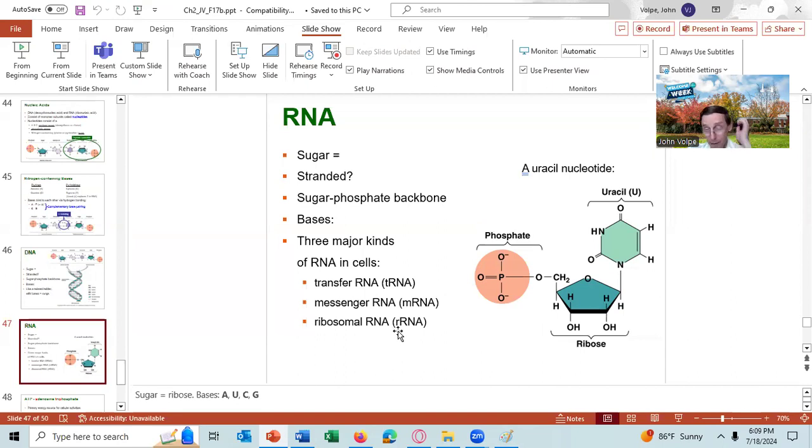The rRNA gets together with the ribosomal protein to make the ribosome, and then it moves down the messenger RNA, allowing the tRNA to come in and put in the correct amino acid.